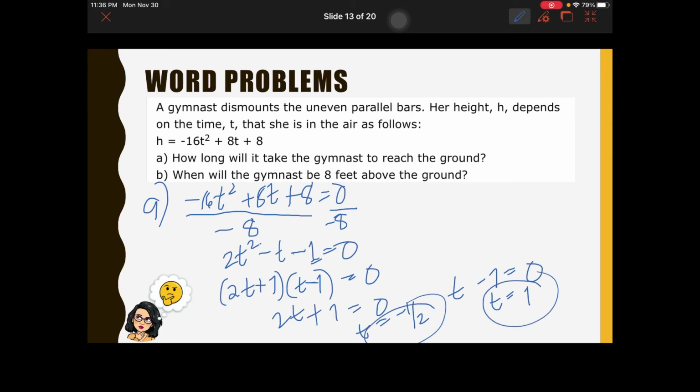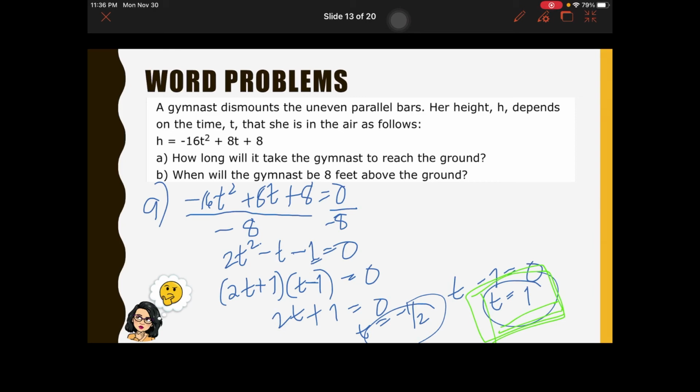Now, question, alin dyan yung tatanggapin natin? Meron ba tayong negative time? Siyempre, wala. Diba? Wala naman tayong negative time. So, ang mas valid po na sagot na ating kukuhanin ay t is equal to 1. Yan na po ang ating final answer. Okay? So, now let's try to solve the second question.